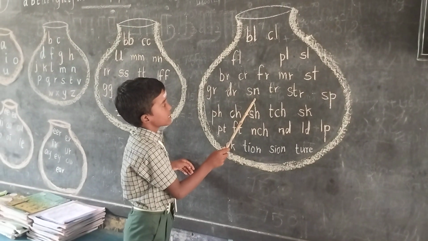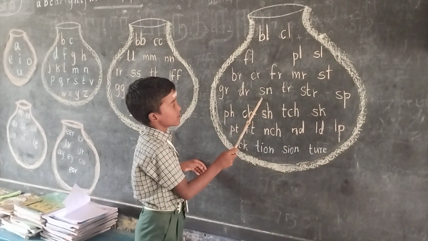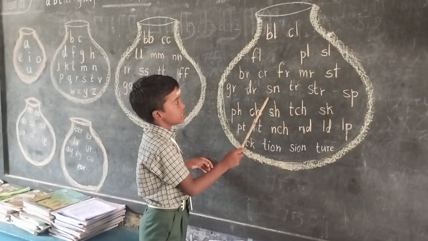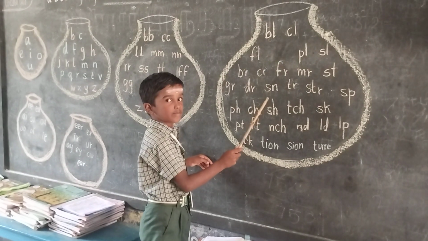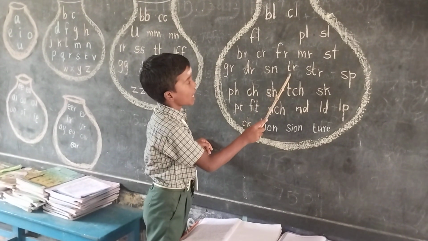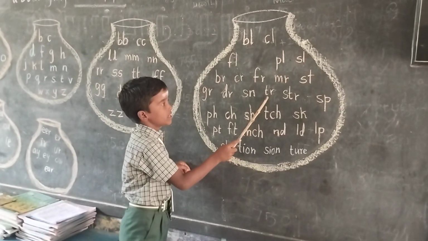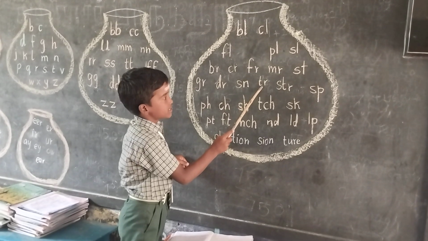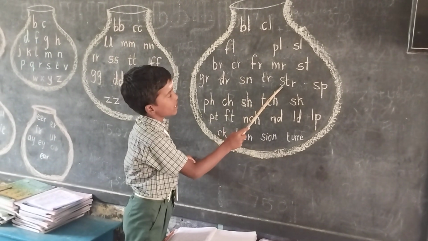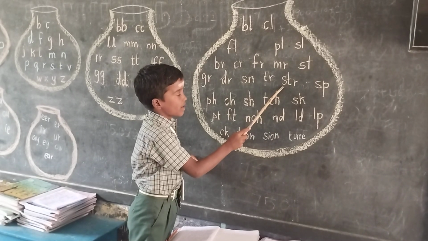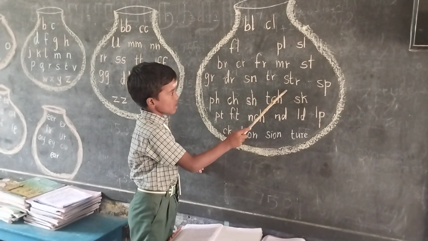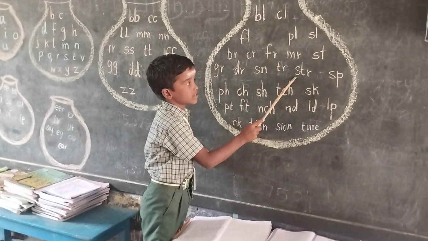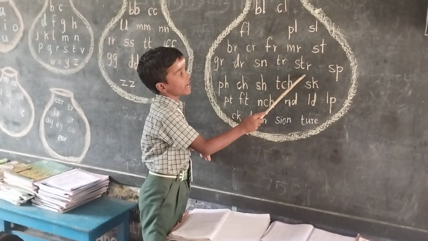The combination of letters SN as a sound: snake, snack. Good. The combination of letters TR as a sound. For example, trash. The combination of letters STR as a sound. For example, street and stream.